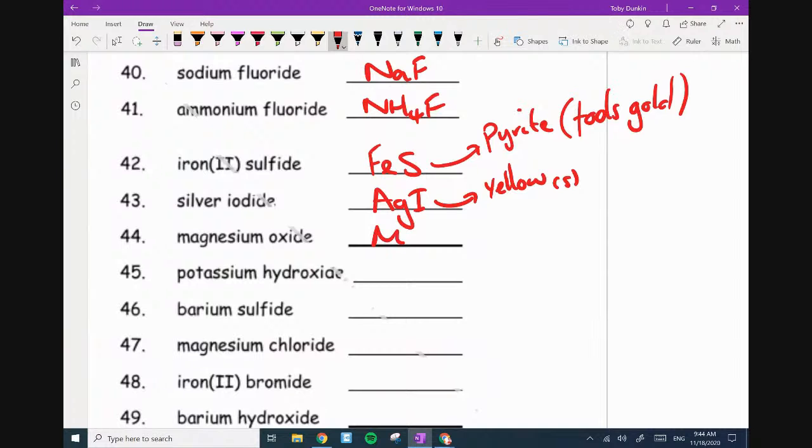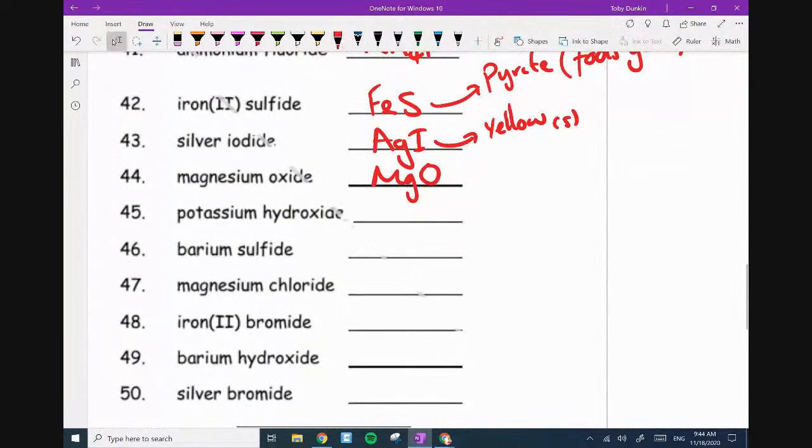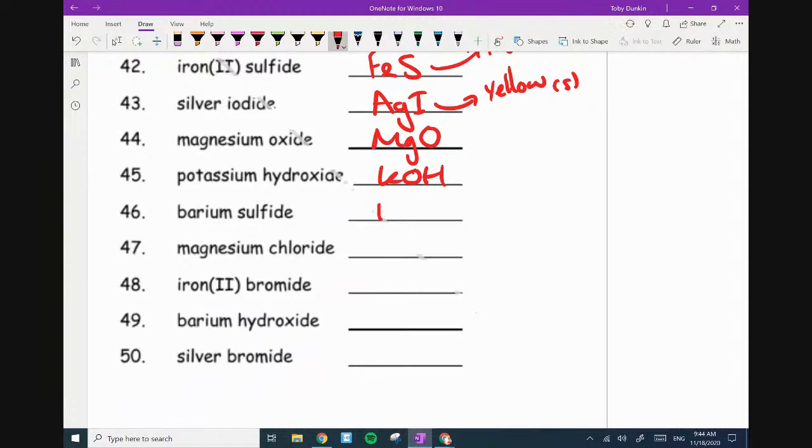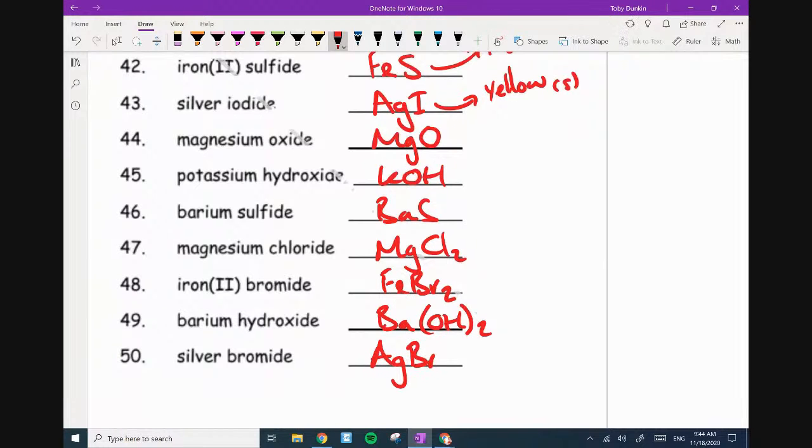Next one, magnesium oxide, MgO. Potassium hydroxide, we've already seen that one, I think. Barium sulfide, BaS. Magnesium chloride, MgCl2. Iron 2 bromide, FeBr2. Barium hydroxide, Ba brackets, OH close brackets 2. And silver bromide, AgBr. And by the way, you need to know the color for that one for GCSE as well, which is cream. It's nice to see how the topics link together.